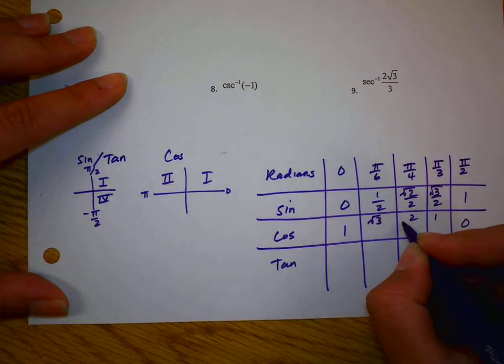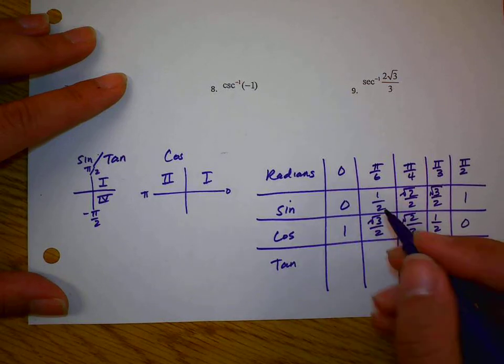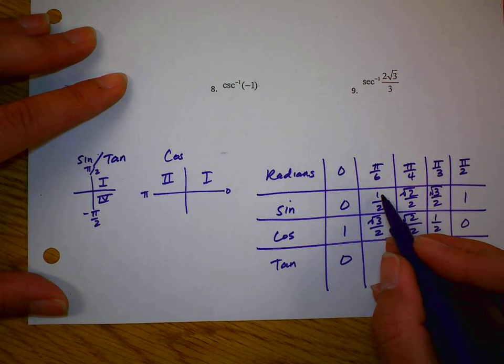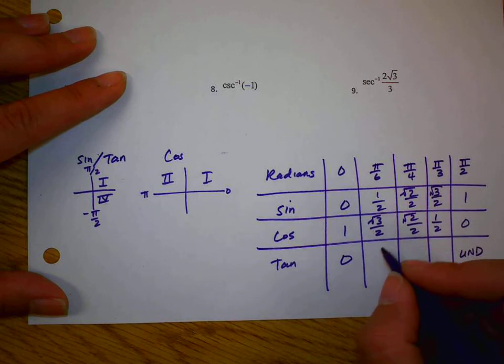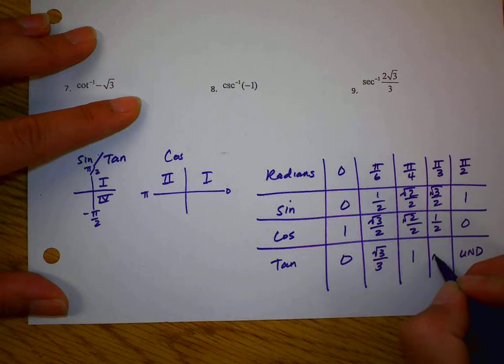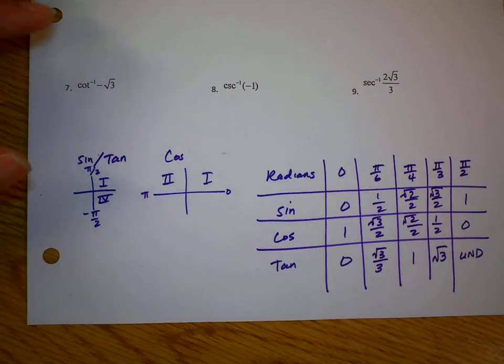Tangent, take sine divided by cosine. Over here would be undefined. So 1/2 divided by root 3 over 2 would be root 3 over 3. This would be 1. This would be root 3. It's nice to have these reminders at the bottom of your page. So instructions say just look at principal values.